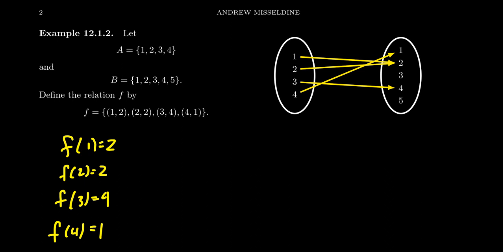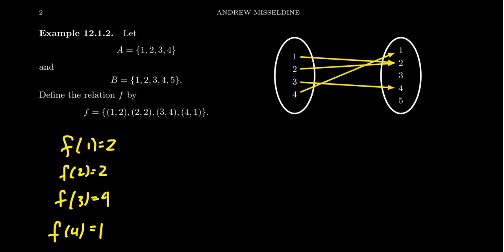Since we had the ordered pair (1, 2), we're going to draw an arrow from 1 to 2, and the arrowhead points towards the image. Since we had the ordered pair (2, 2), 2 is also going to point over here to 2. We have the ordered pair (3, 4), so we draw an arrow from 3 to 4, like so. And lastly, we have the ordered pair (4, 1), for which it's going to point over here.